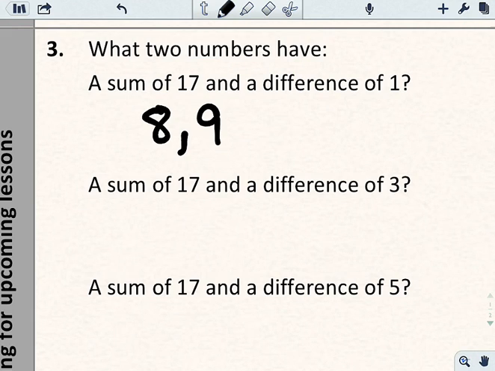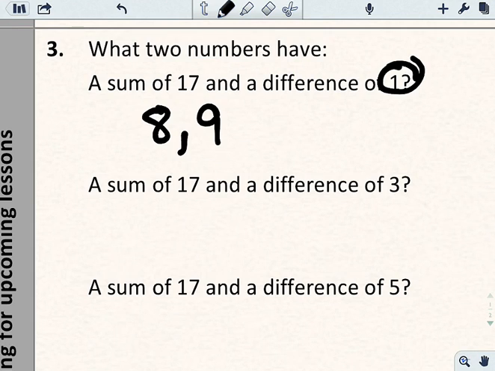Okay, so just to kind of review how I did that, I took 17 and I tried to split it right in half because a difference of 1 means the numbers are very close to one another. So 8.5 is 17 divided by 2. And then since I need a difference of 1, I just went up and down a couple.